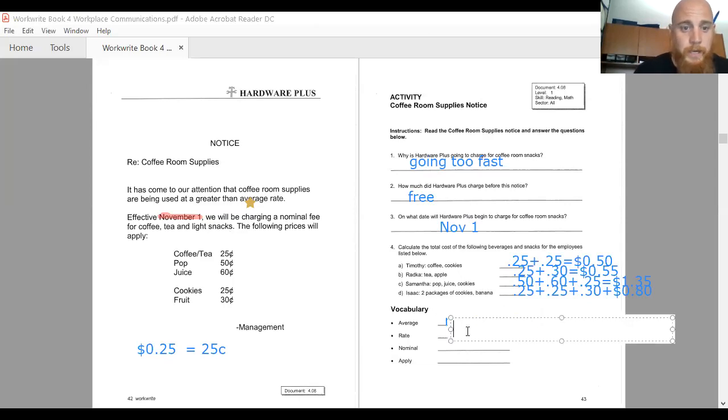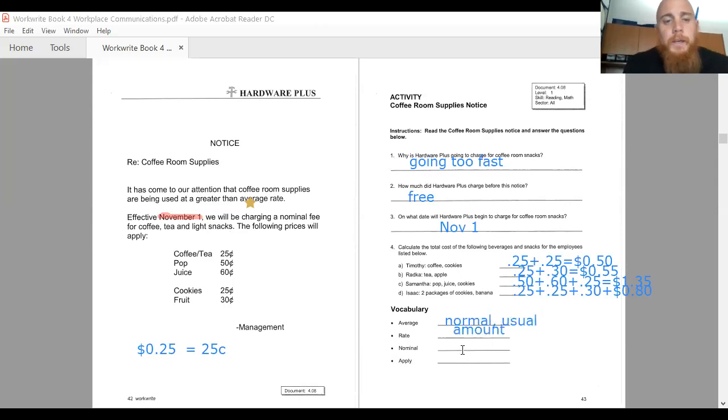Rate, okay, greater than average rate. That one's a little more difficult to find a synonym for. Rate could be amount. It's not the true definition, but it's close enough.